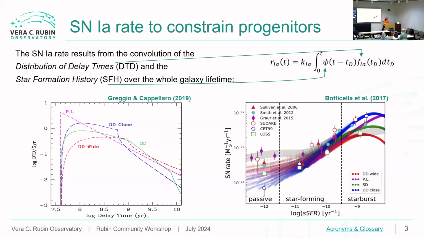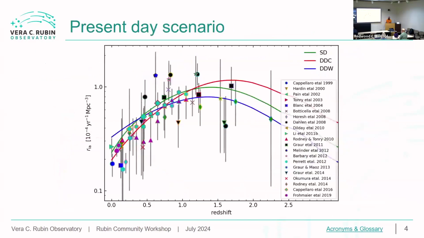In this plot to the right, you can see the supernova rate as a function of the specific star formation rate, and all these lines are the three different models of the progenitors. As you can see, in principle it is possible, not over the entire range. In some ranges the models are more divided, but the problem is the uncertainty on the single measurement. You can do something similar also with the rate as a function of redshift, the volumetric rate.